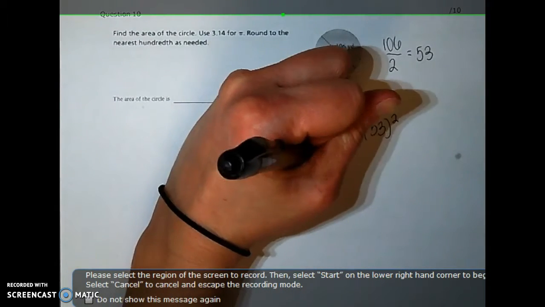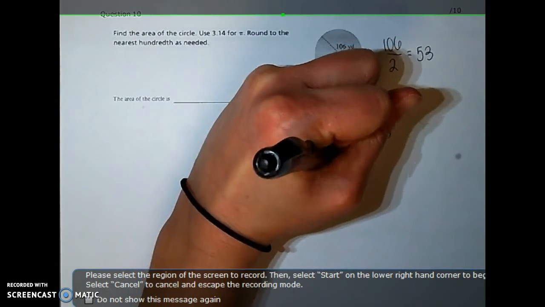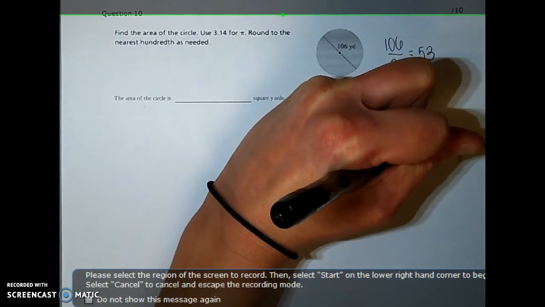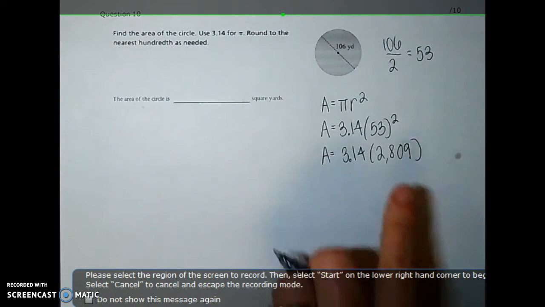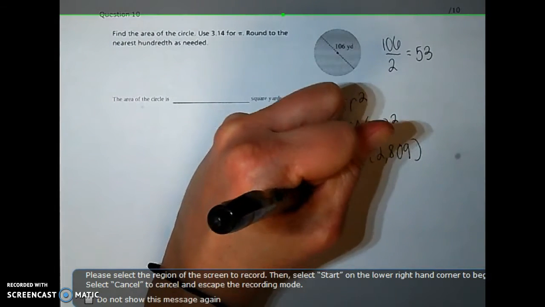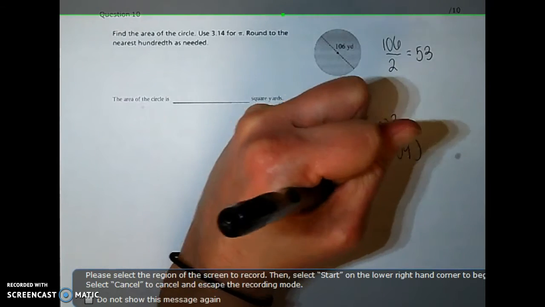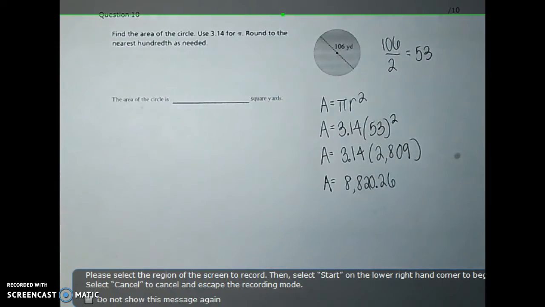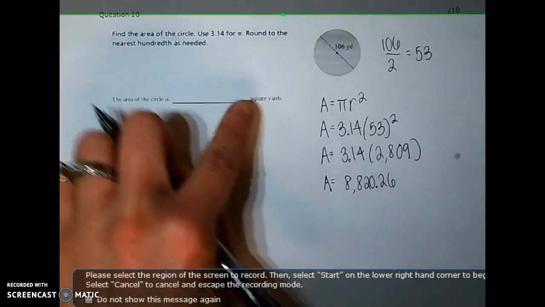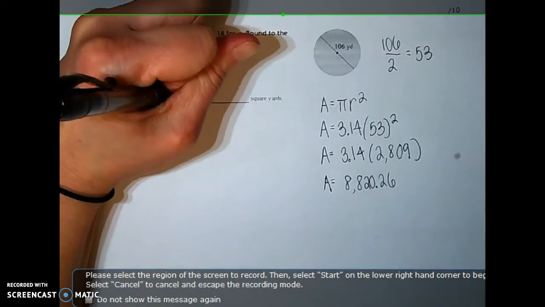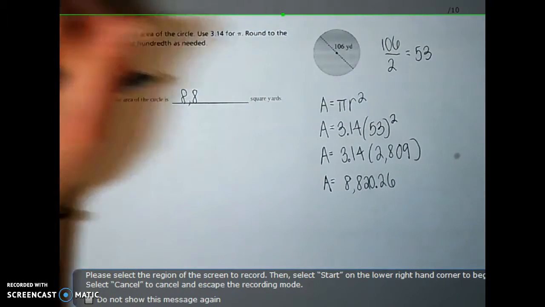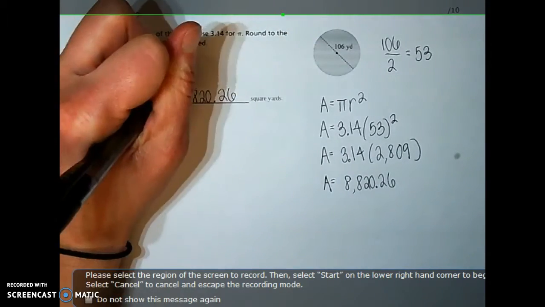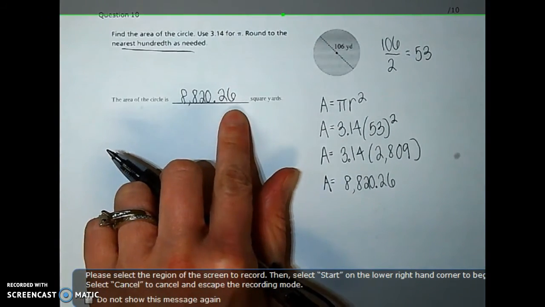Now 53 squared gives us 2,809. And then I have to multiply my numbers together. So the area is going to be 8,820.26. And my units are yards squared or square yards. So my answer is 8,820.26, and in this case I didn't even have to round because I just needed to round to the nearest hundredth, and it's already to the nearest hundredth.